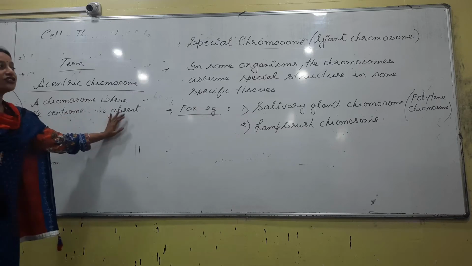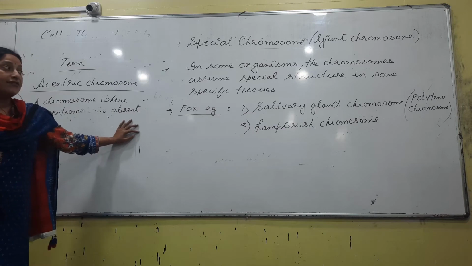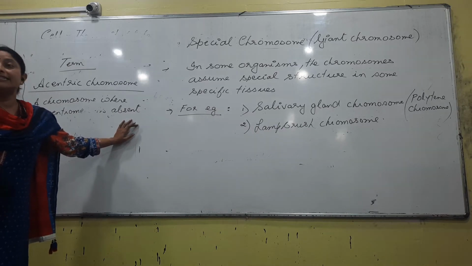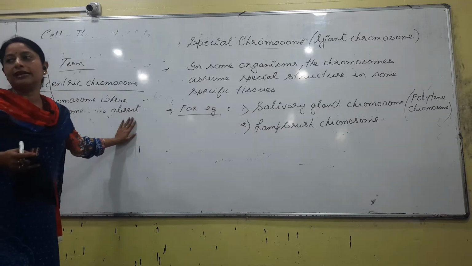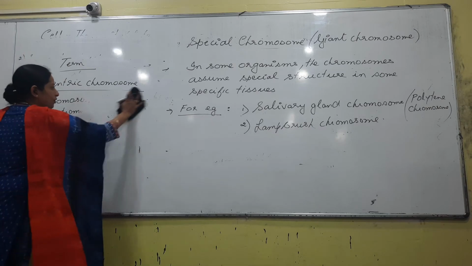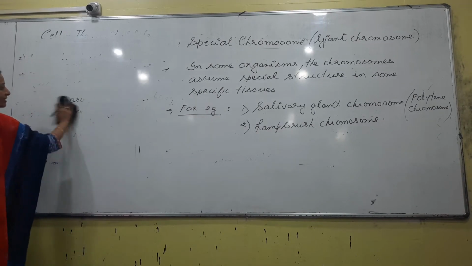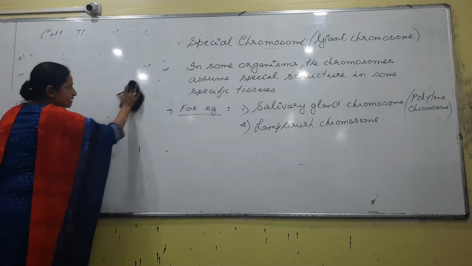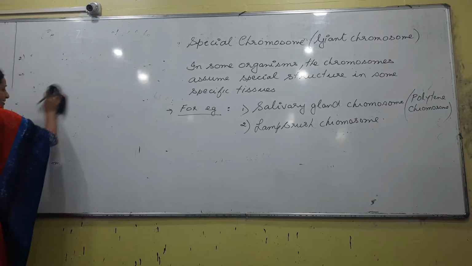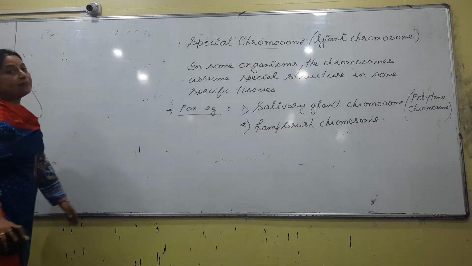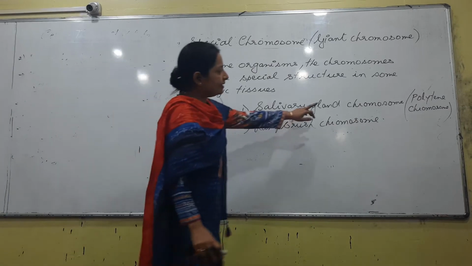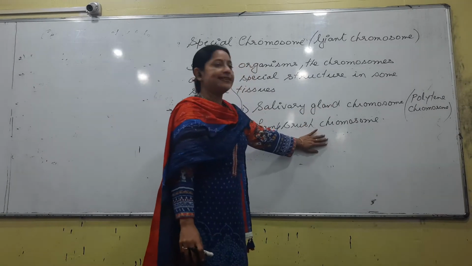As far as the discussion is concerned, if you want to study about salivary gland chromosome, it's a huge content. So what we have learned from this line is, when we talk about chromosomes, sometimes we see something called a giant chromosome. Two examples of a giant chromosome: the first is polytene chromosome and the second is lampbrush chromosome.